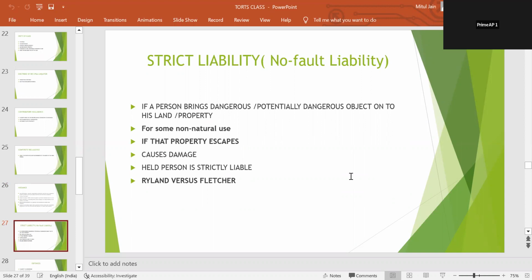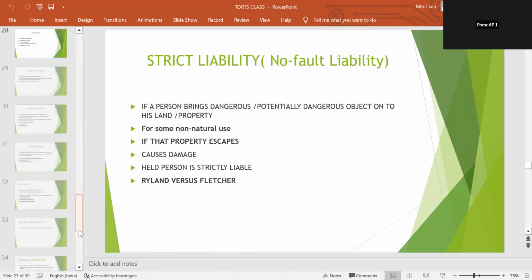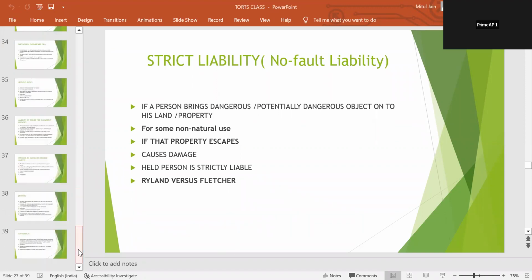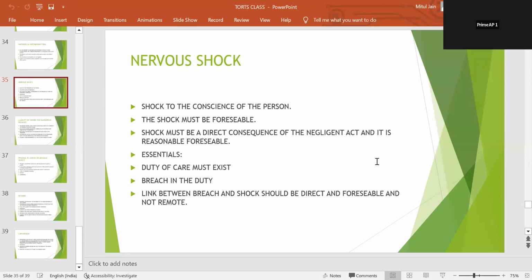Now, as a general rule, what we have learned here till now, nervous shock is remaining. ठीक है, तो मैं पहले nervous shock करवा देता हूँ, then I can take the liabilities in the next. So nervous shock is छोटा सा topic. ठीक है, I'll take this first.